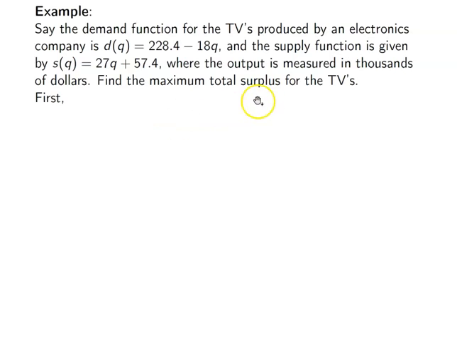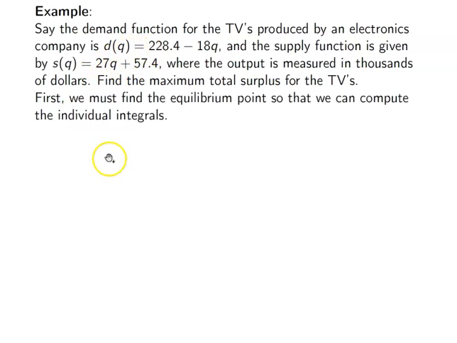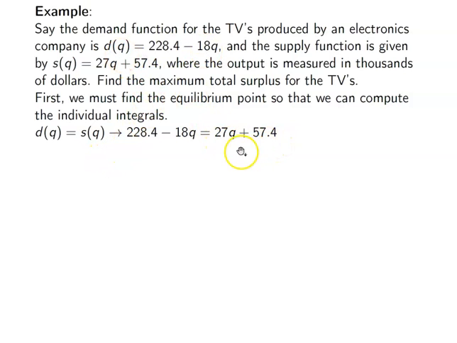So maximum total surplus happens at equilibrium. The first thing we have to do is set these two things equal to each other and figure out what the equilibrium point is. So I set the demand function equal to the supply function. I get all the Q's to one side, all the numbers to the other side, and that will give me Q star. So I'm going to subtract 57.4, add 18Q, pull out the factor of Q, and then divide by that 27 plus 18 on the left side.